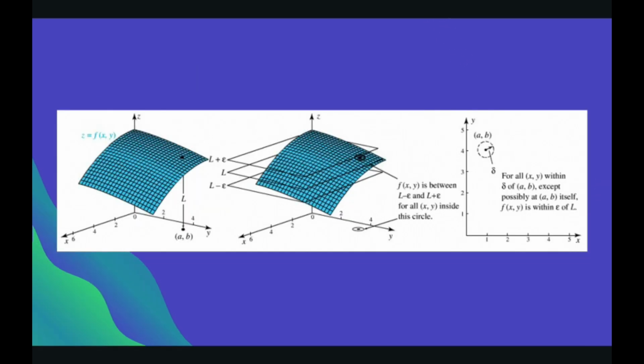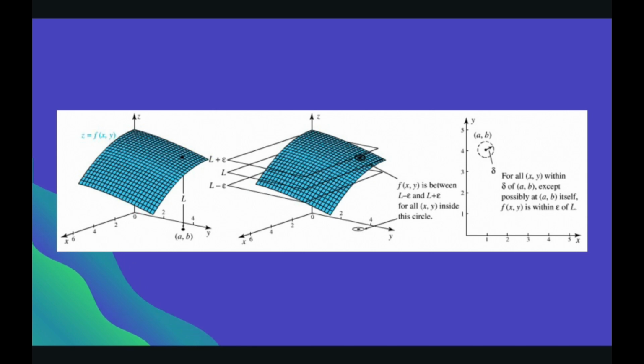From this definition, visualized by this graph, we can intuitively see that there are several aspects of this definition. First, the path of approach to (a, b) is irrelevant. This means that if different paths of approach lead to different L values, then the limit does not exist.